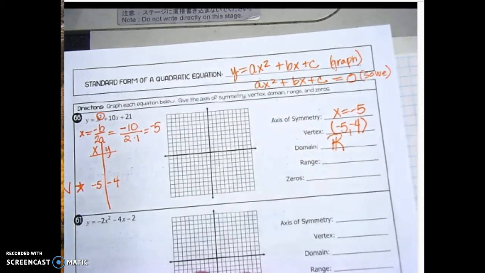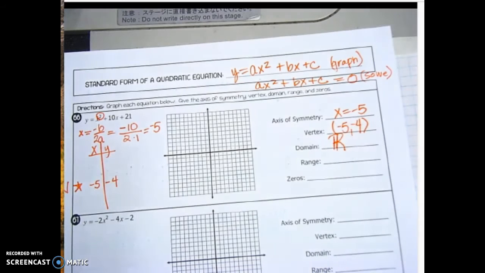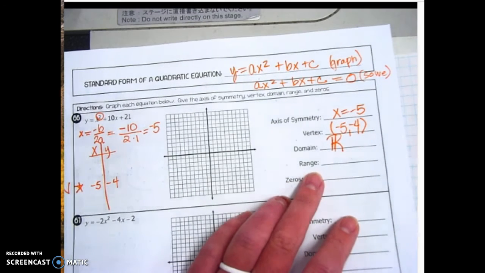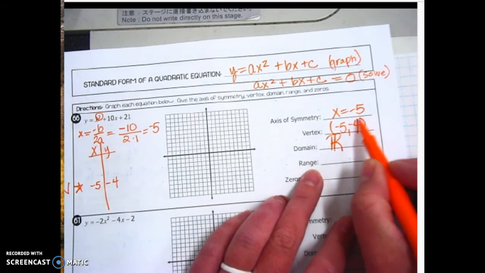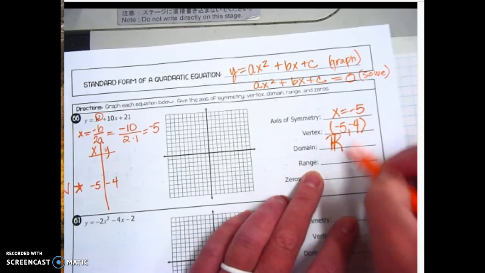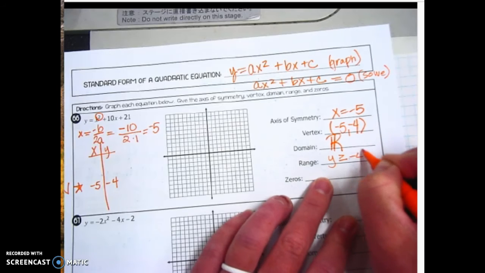And we write this fancy little R with like a double line right here. Just means all real numbers from negative infinity to positive infinity. You'll get more into that in Algebra 2 and Pre-Calculus. The range, you're always going to use the y coordinate, the y part of the coordinate. It's going to go from y greater than or equal to -4.